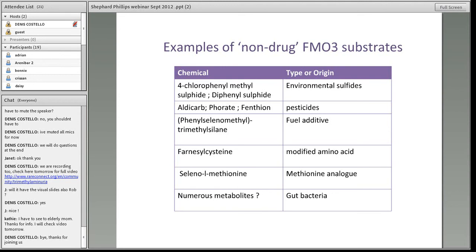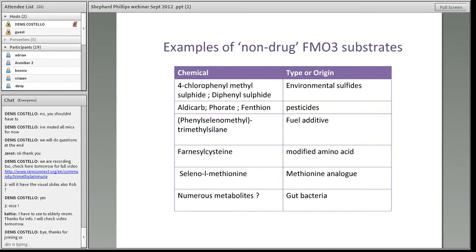Okay, well, I just thought I'd end by giving you an example of some non-drug FMO3 substrates, because really we talk about FMO3 as a drug metabolizing enzyme, but really what we mean is it's an enzyme that metabolizes foreign chemicals, so things that are foreign to the body. And drugs just happen to be one of those classes, as do foodstuffs or components of foodstuffs.